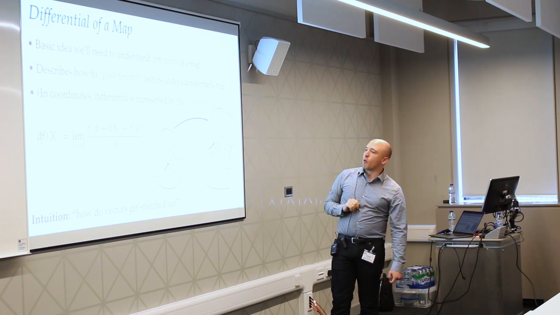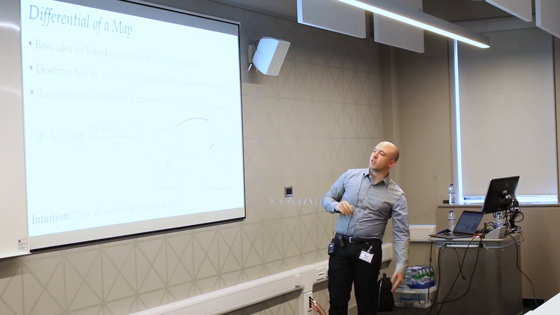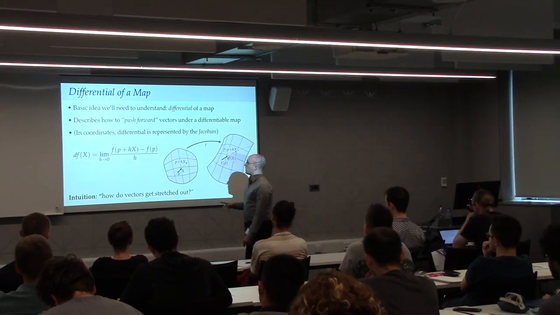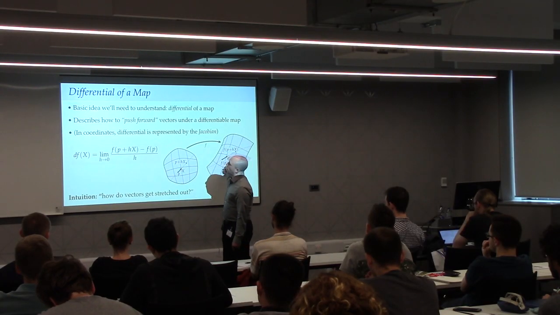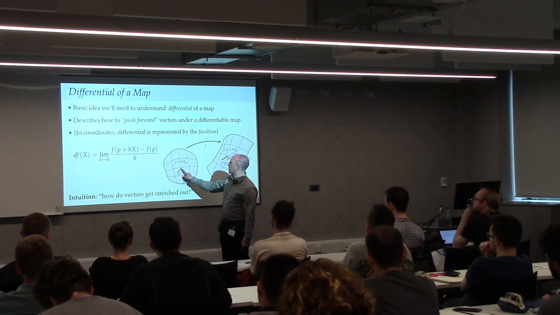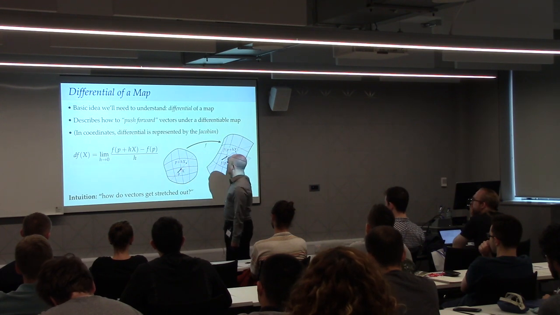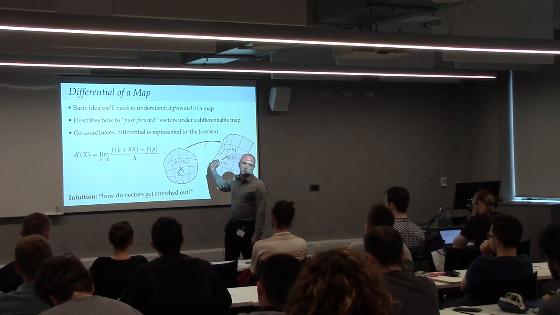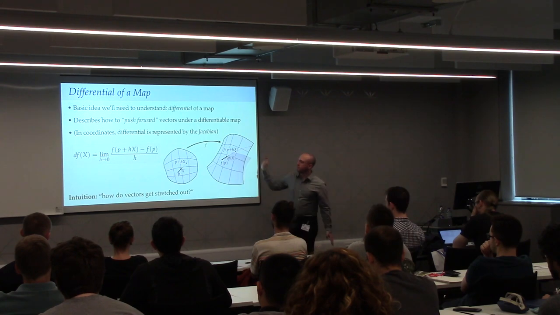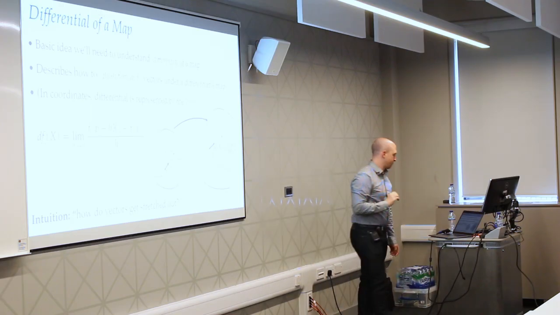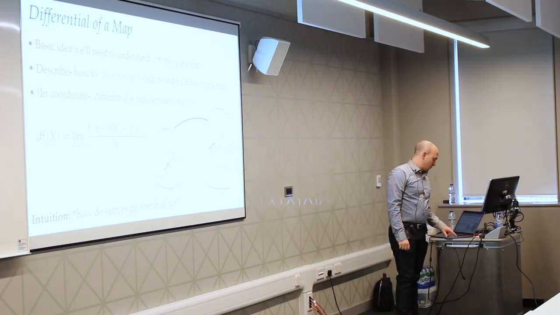Okay, we can be a bit more formal. We can say, well, do the thing we always do in calculus. If I have a vector and I want to know what vector it goes to, I walk a little bit along the vector, I see what point that maps to, I take the difference, and then I take the limit as that goes to zero. Good? Okay.